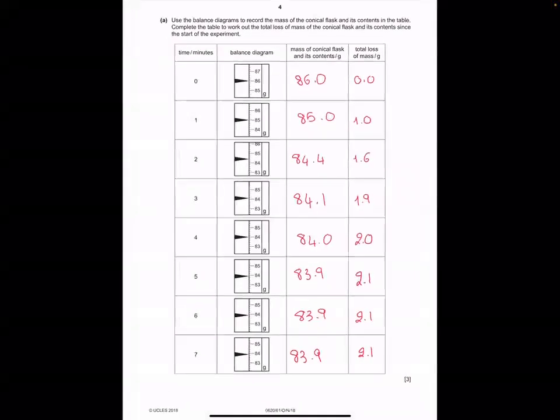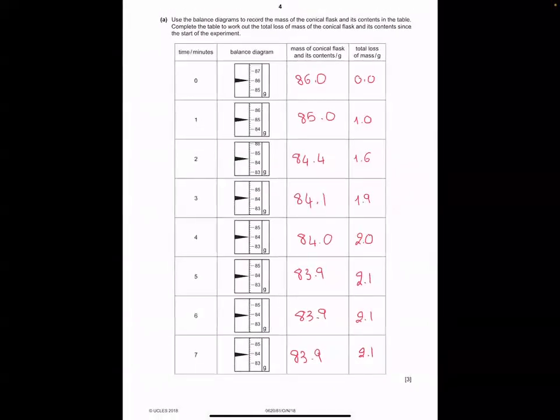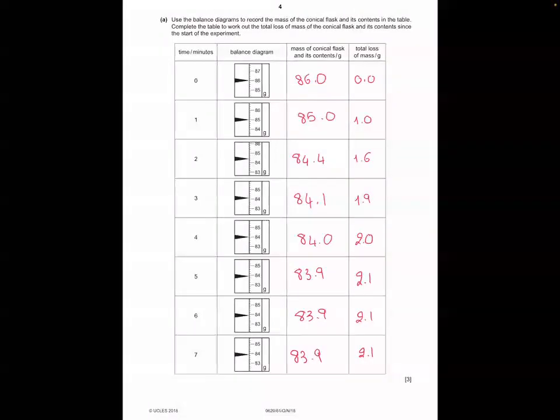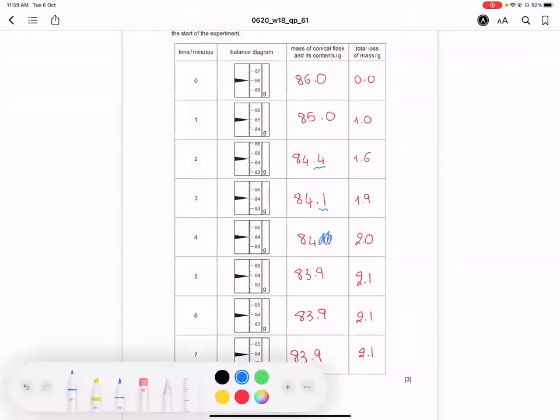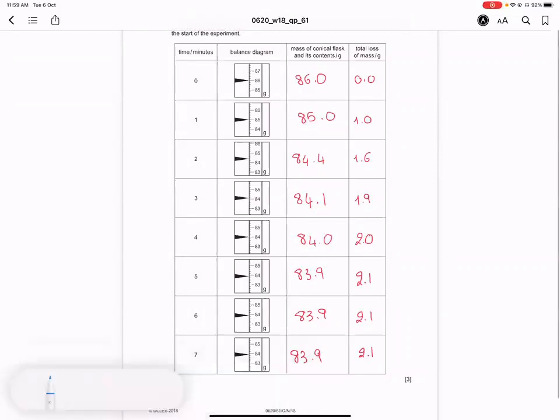The readings, here they are: 86.0, 85.0, 84.4, 84.1, 84.0, 83.9, 83.9, 83.9. You must take all the readings to one decimal place, since this digital balance is sensitive to one decimal place. And you knew that because you wrote 84.4 and 84.1. You can't write these and then write 84 without .0. If you're taking any reading to one decimal place, every reading is taken to one decimal place.